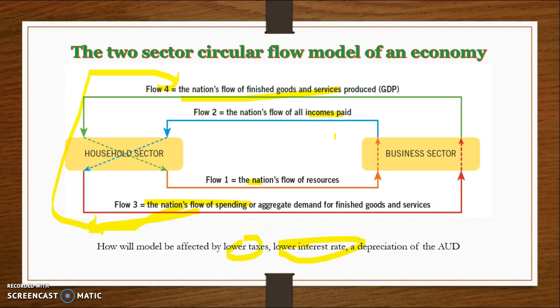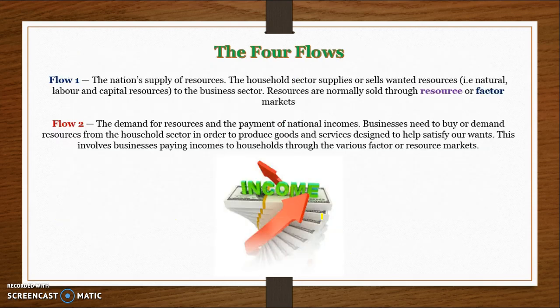So you need to be able to articulate how things can impact this circular flow model. If we were to raise taxes, that would reduce spending, which would reduce production, reduce demand for resources, and reduce incomes. The four flows: the nation's supply of resources is the first one. So the household sector supplies to the business sector. The second flow, demand for resources and payment of income. Businesses buy or demand resources, and in exchange for that, workers receive an income.